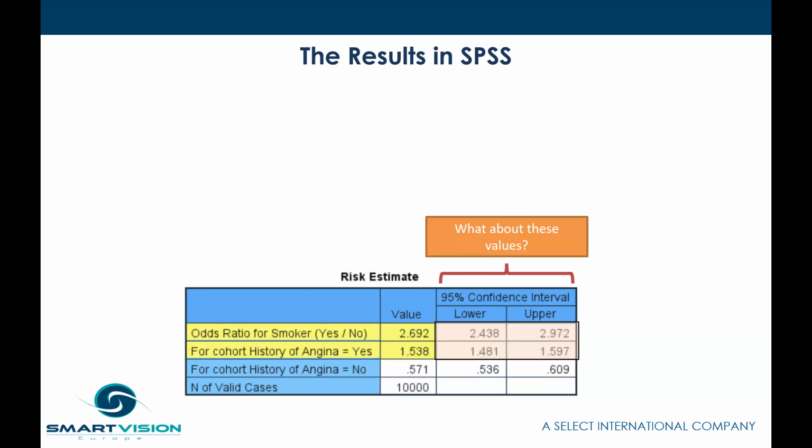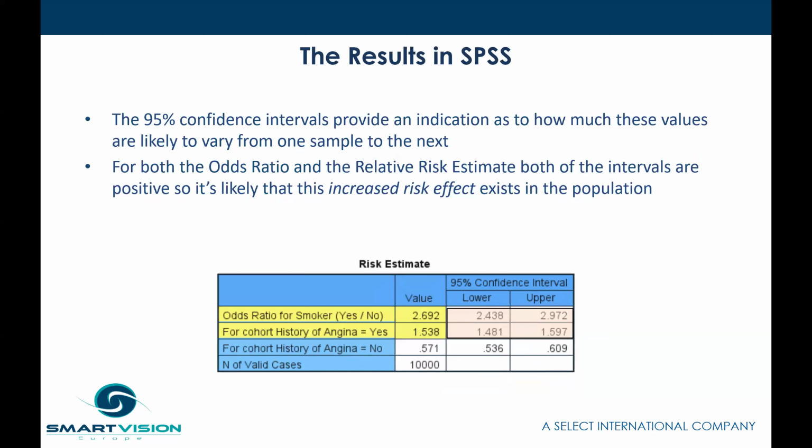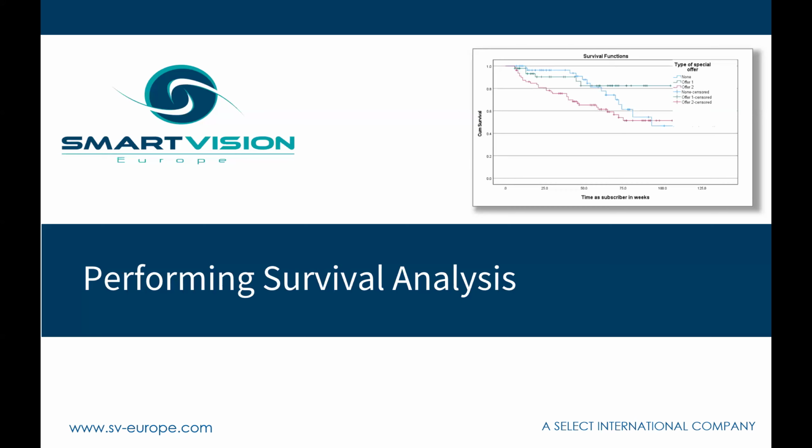What about these values? These are confidence intervals. And it simply says 95% confidence intervals provide an indication as to how much these values are likely to vary from one sample to the next. For both the odds ratio and the relative risk estimate, both of the intervals are positive, so it's likely that this increased effect exists in the population. It could be as low as 2.4 in terms of the odds ratio, or as high as 2.9, or in terms of the relative risk ratio, it could be as low as 1.48 or as high as 1.59. It's telling you the range, but either way, it is definitely an increased effect in the population.